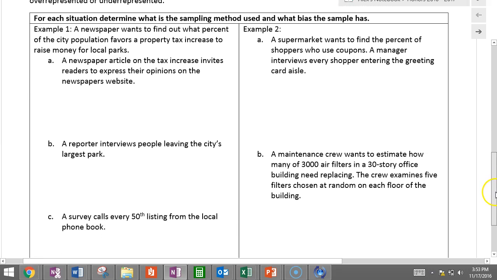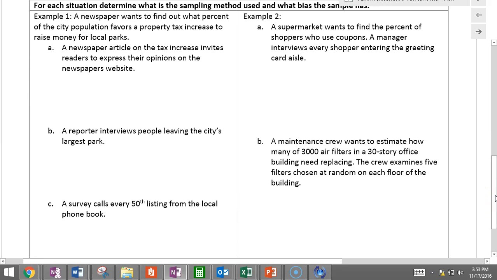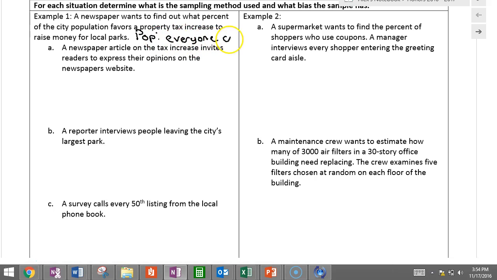Okay. So for each situation, determine what is the sampling method used and what bias the sample has. So for example 1, a newspaper wants to find out what percent of the city population favors a property tax increase to raise money for local parks. So my population is everyone in the city.